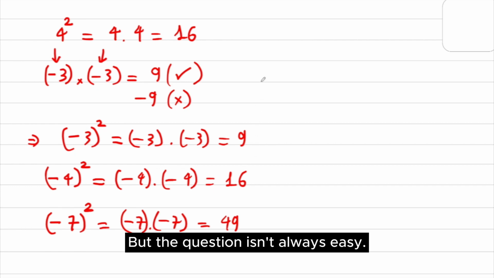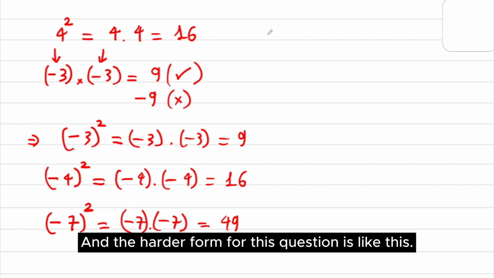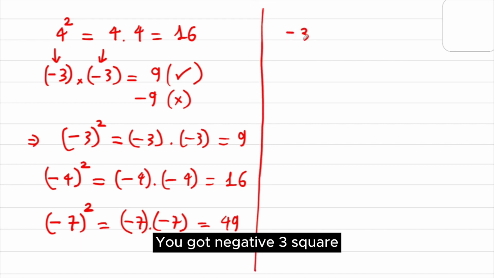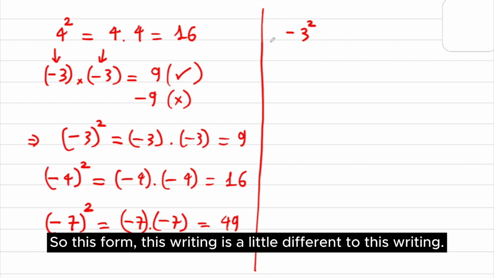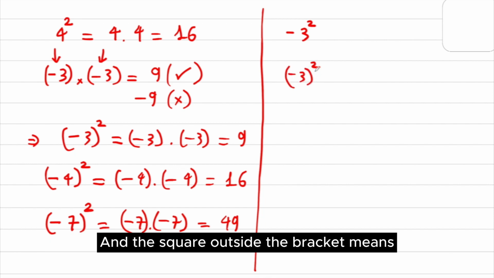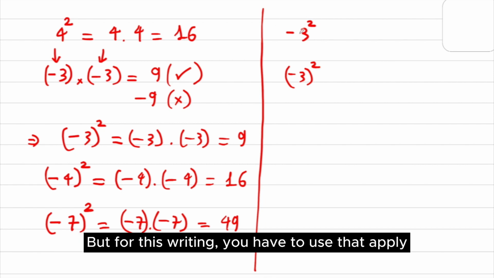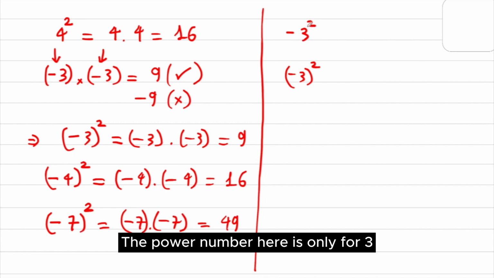But the questions are not always easy. They can be a little harder, and the harder form is like this: negative 3 square. This writing is a little different from the previous writing. For that writing, you have brackets and the square outside the bracket. It means this power number 2 is applied to the whole negative 3. But for this writing, the power number is applied only to the 3.